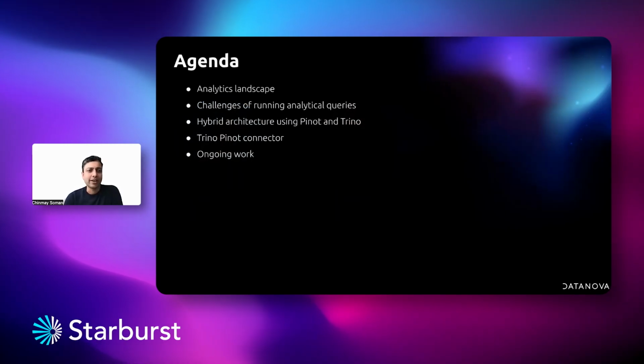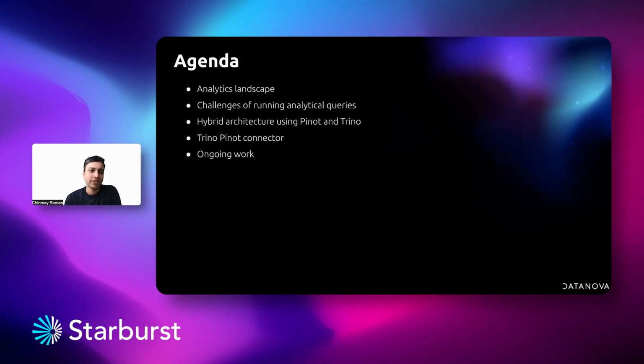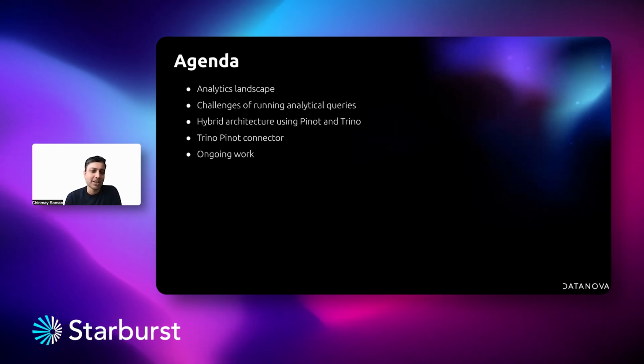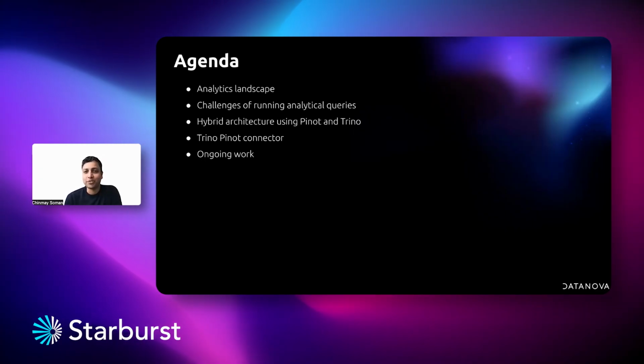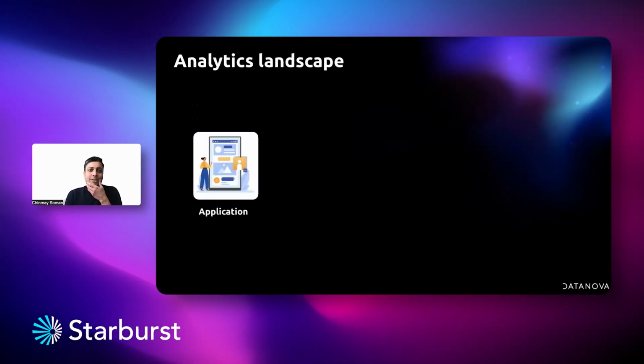All right, so today I'll begin by discussing the modern complex analytics ecosystem and what are the key challenges of running analytical queries when data is flowing across all these different systems. We'll look at how the hybrid architecture using Pinot and Trino can be used to overcome these challenges. Next, we'll look at the internal details of the Trino-Pinot connector, and then finally touch upon some of the future work that's happening in this area. All right, so let's begin.